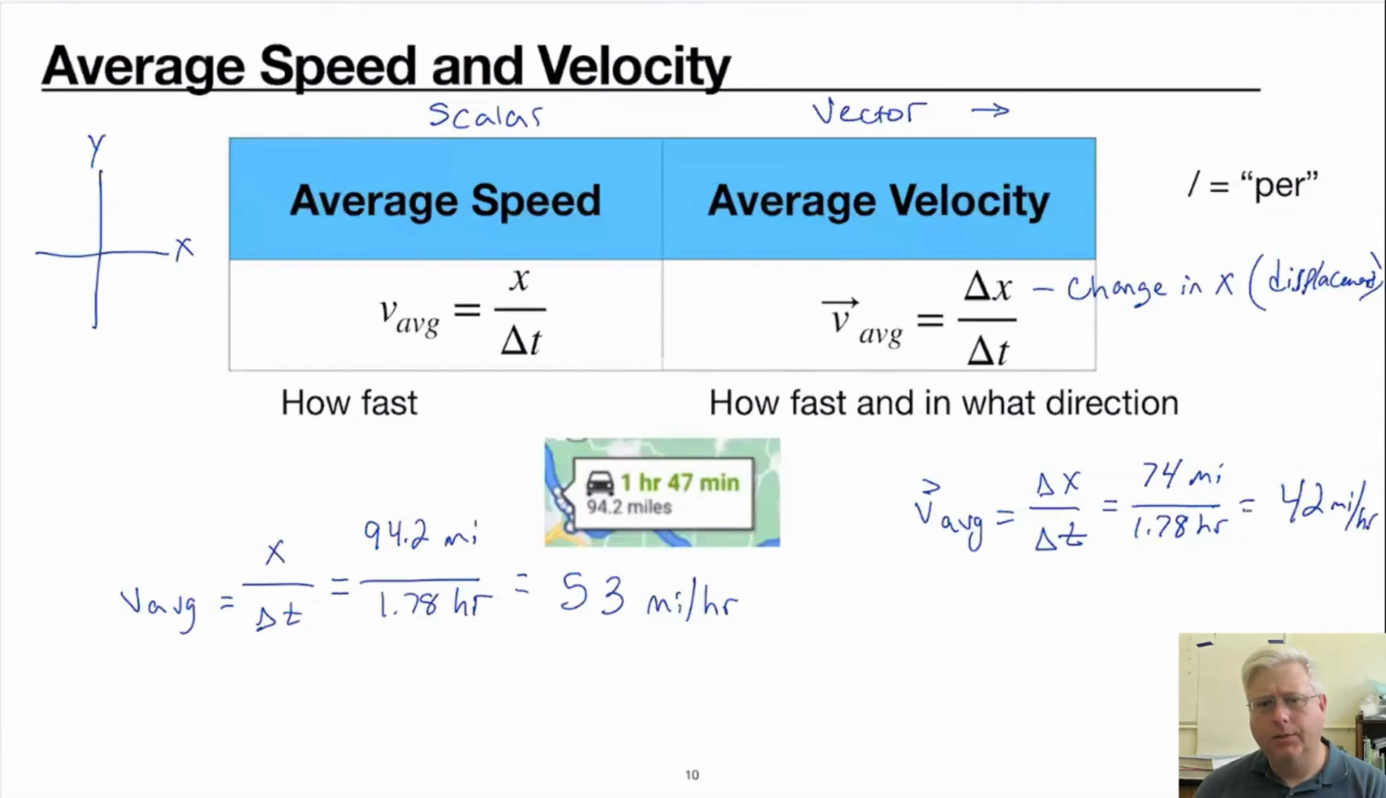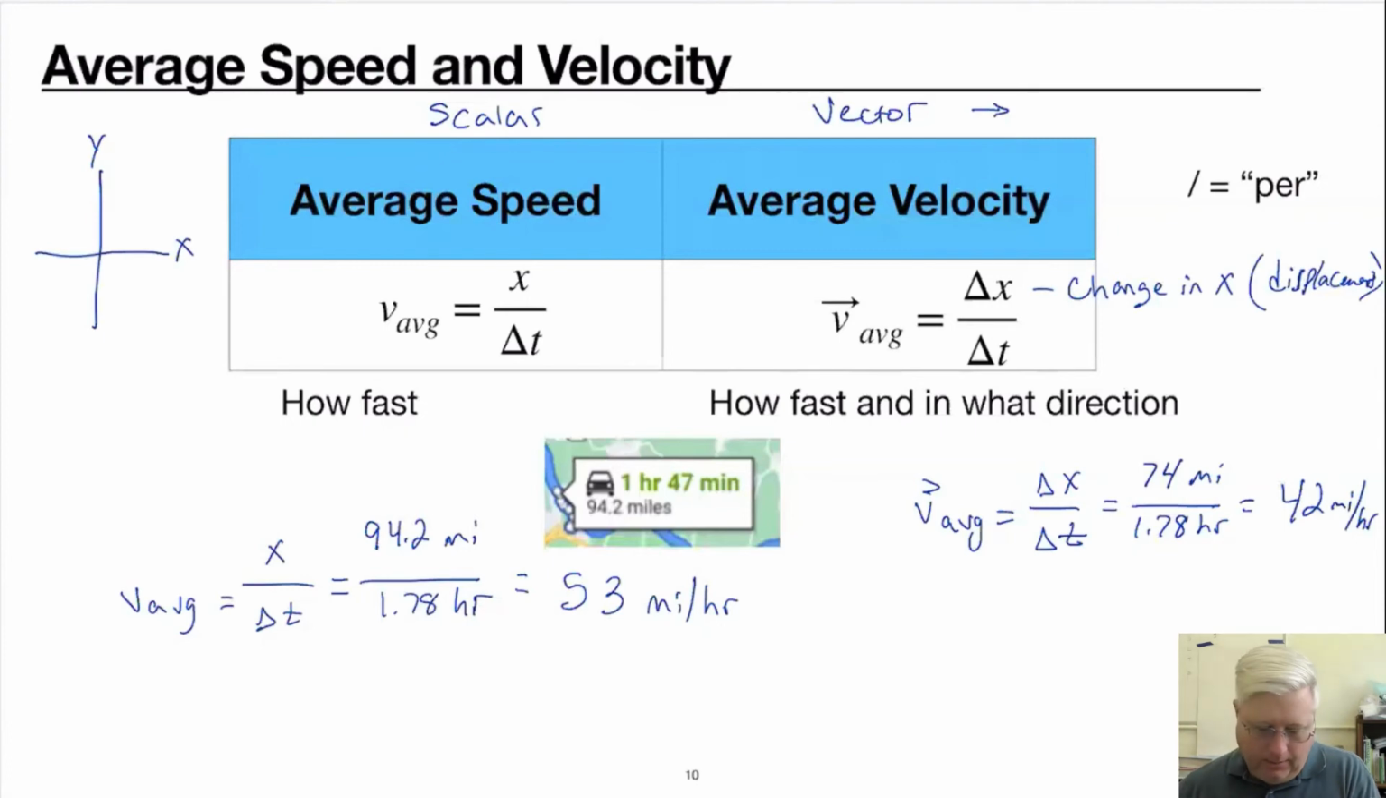Okay, so it's a little odd to say that because you actually drove 94 miles. So that can be a bit tricky. People tend to have trouble with that when they're doing average velocity. But if you think about it, when we say average speed is 53, you're not doing that the whole time anyway. So that's just an arbitrary number as well.